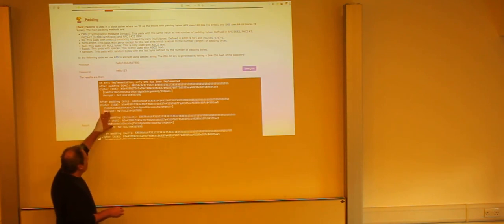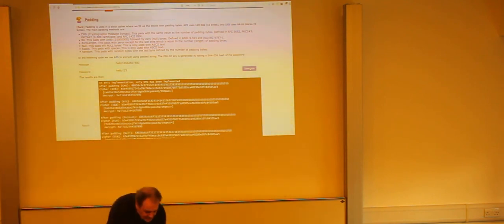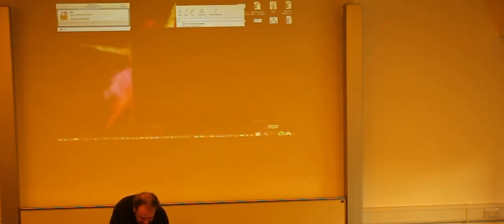So we don't have to use that method. There are other ones that we can use. We can pad with zeros and so on. But CMS is the standard. It's the one that's used in certificates and in key definitions and so on. So that gives us our cipher padding.